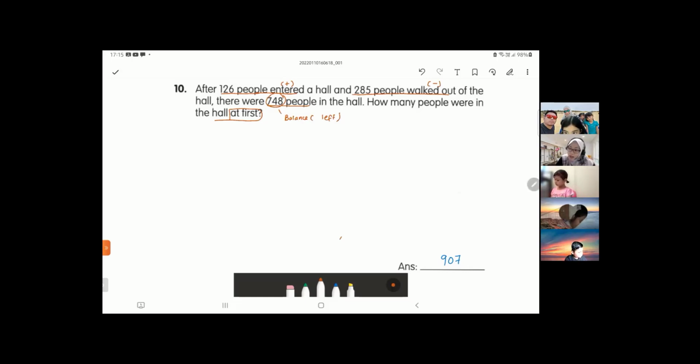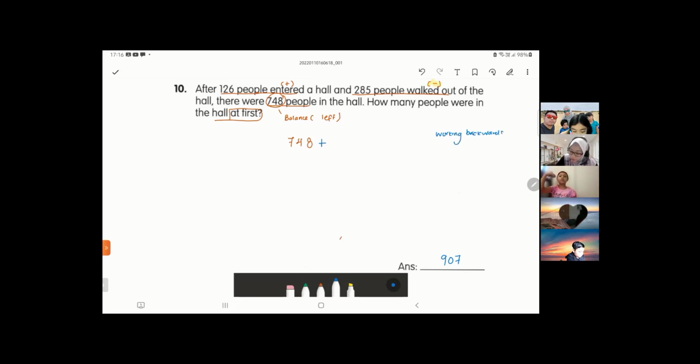All right, so what do I want to know? I know I have a total of 748 people after 285 people walk out, so you do the opposite. If 285 people walk out means minus, I will do the opposite, means I take them back. Whoever walk out, I take them back because I want to know at first. I want to go backwards. This is the working backwards concept, right?